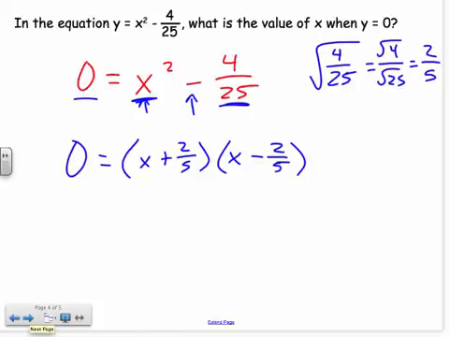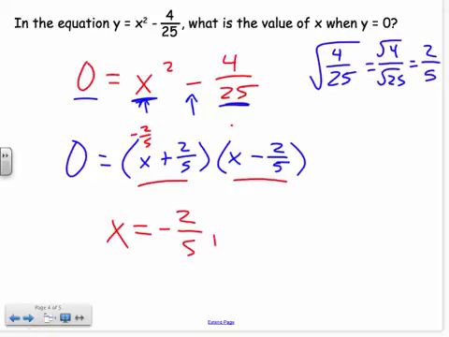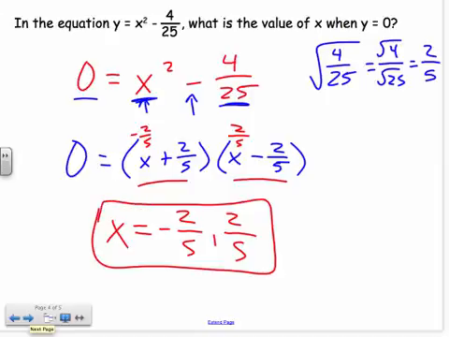And to solve, remember we set each of these equal to 0. Set that equal to 0, that equal to 0, and solve them both. So x is going to be, I need this to be negative 2/5. So negative 2/5. And this needs to be 2/5 to make that 0. So x equals negative 2/5 and 2/5. Okay, so just make sure if you have a fraction, you can square root the fraction if both the numerator and denominator are perfect squares.